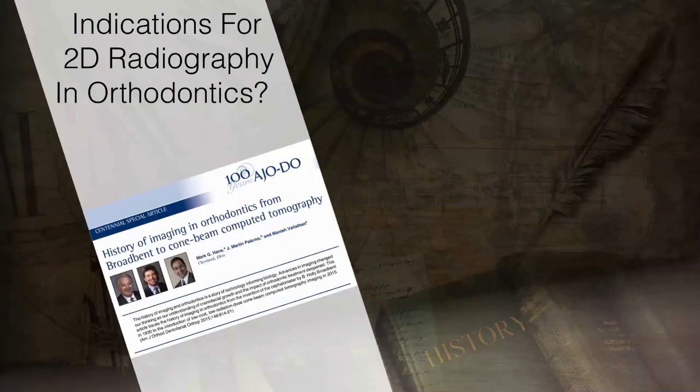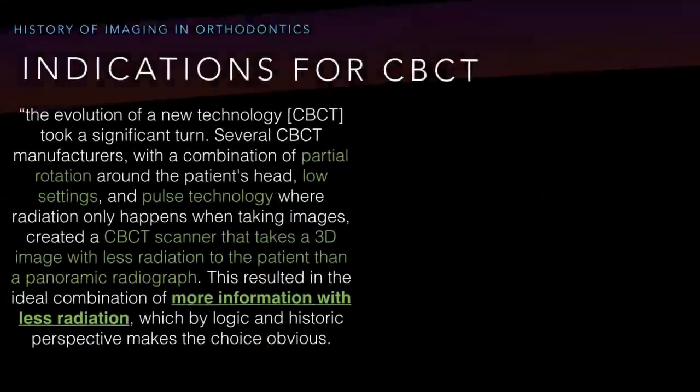So this led to another article, which was in the Centennial edition of the AJODO, and it was the history of imaging in orthodontics from Broadbent to cone beam computed tomography. And the question I have for you, well, we'll get to that question in a minute, is what are the indications for 2D radiography in orthodontics? Let's hold that question just for a moment.